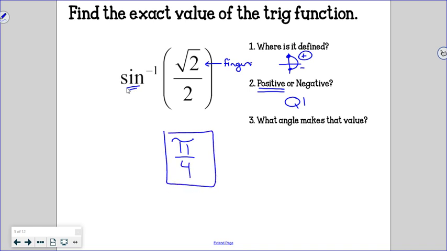So another way of thinking about these problems is: what angle do I take the sine of to get this answer? Go back to your gateway. What angle do I take the sine of and get an answer of square root of 2 over 2? Pi over 4. Questions?